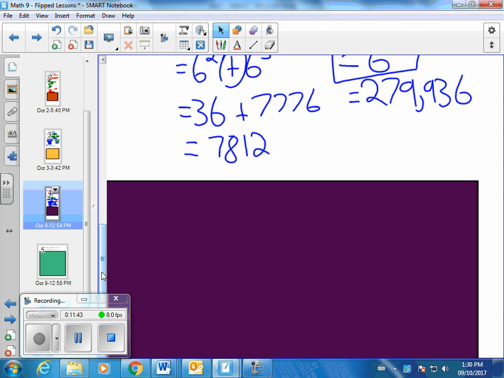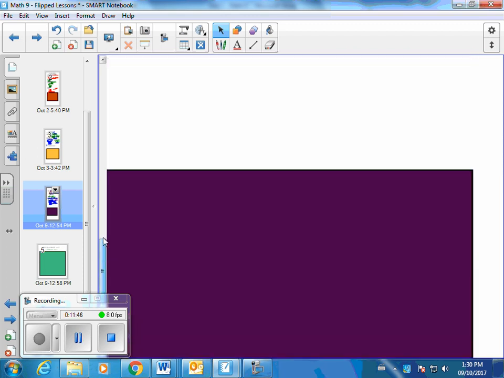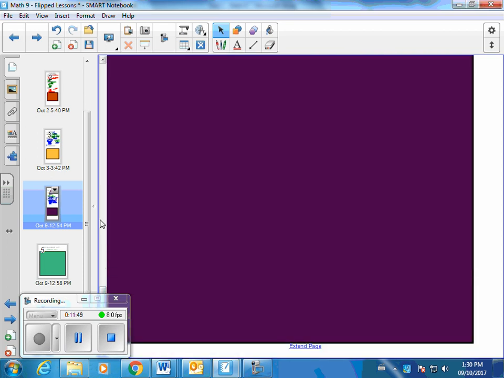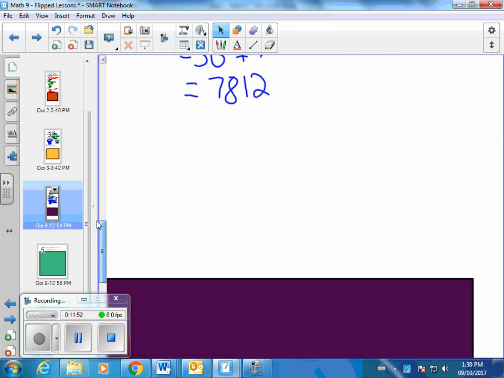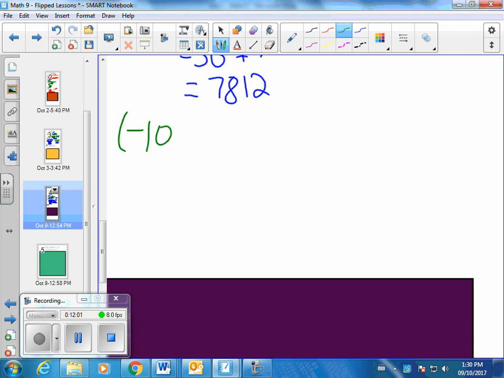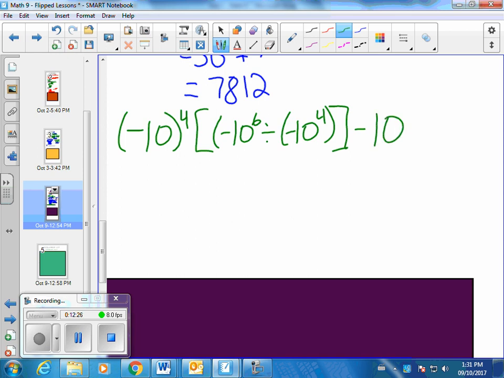So for the next question on that same page, they give us negative 10 to the 4th, square bracket here, negative 10 to the 6th divided by negative 10 to the 4th, square bracket, minus 10 to the 7th.